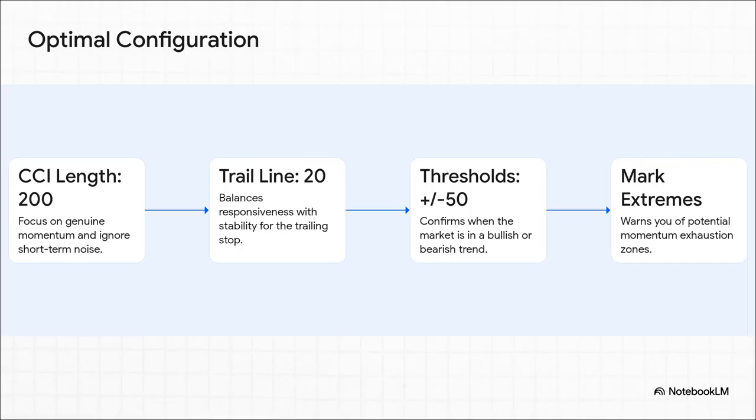All right, get ready to take some notes, because these are the settings you're going to want to start with. First up, we're going to set the CCI length to 200. Now, this is super important. A high number like this makes the indicator ignore all the choppy, meaningless noise and forces it to focus only on real, sustained momentum.